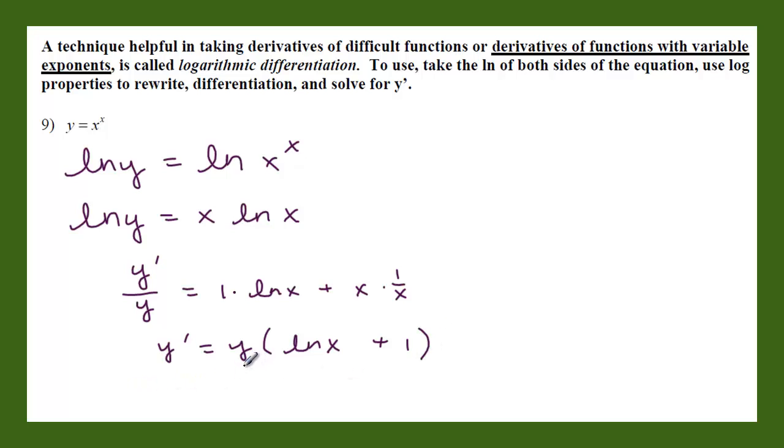Okay, now we want to write our final answer so that we do not have this y left in our problem, so we will plug back in what y was. y was equal to x raised to the x. So y prime will equal x to the x. Here I'm just going to flip-flop these around so you don't confuse this with natural log of x plus 1. So this is 1 plus natural log of x.